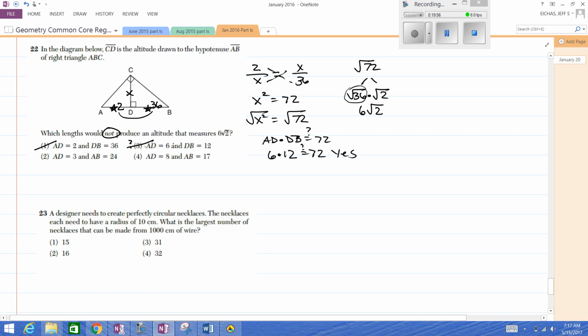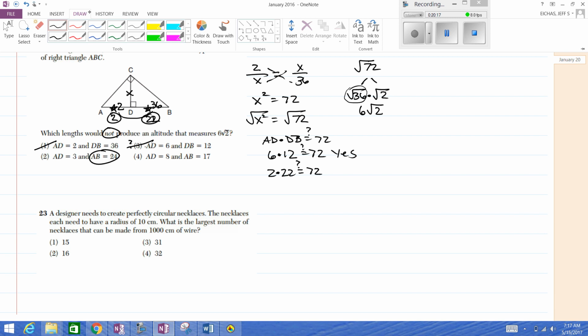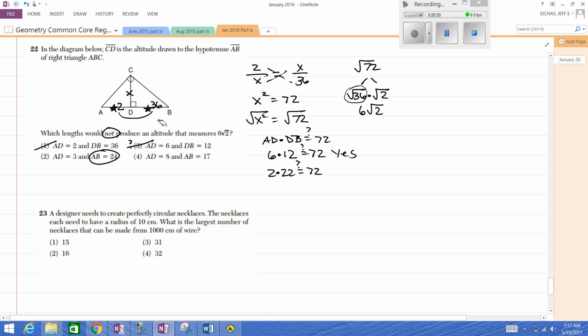All right, a little trick here. They gave us AB. So really we have 2 from A to D, and we have 22 from D to B. So is 2 times 22, is that equal to 72? I'm sorry, 3. Let me start over on that one. Sorry, they gave us 3 here. They give us 3. And then 24 minus 3 is 21. All right, so let's get rid of that one.